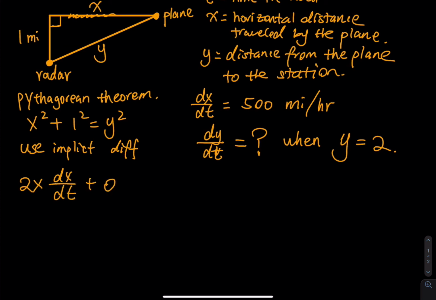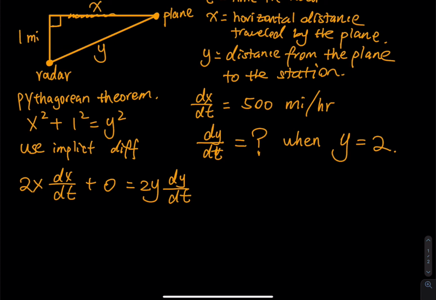And then the derivative of y squared is 2y. We treat y as a variable anyway, but we are doing this with respect to t. The time is changing, so dy/dt. Okay, so the implicit differentiation is done.